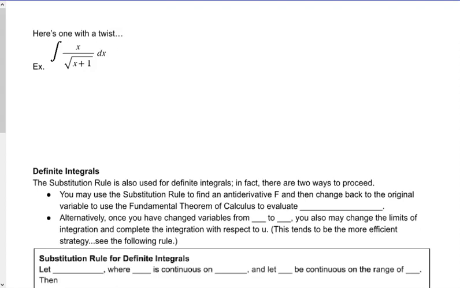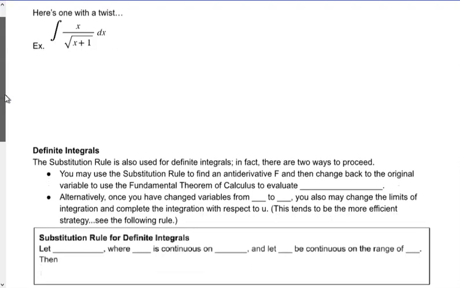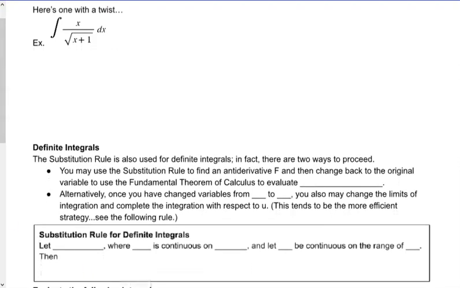Now, here's one with a twist. We just don't want the same types of problems. We want to do a little twist here. So, here we have the integral of x all over the square root of x plus 1 dx. Now, as a reminder, this in the denominator is actually a power. With a square root, it's a fractional power of 1/2. So you want to make sure you realize that. So anytime, as I said before, focus on that expression that has a power, that might be your inner function. So let's go with that.